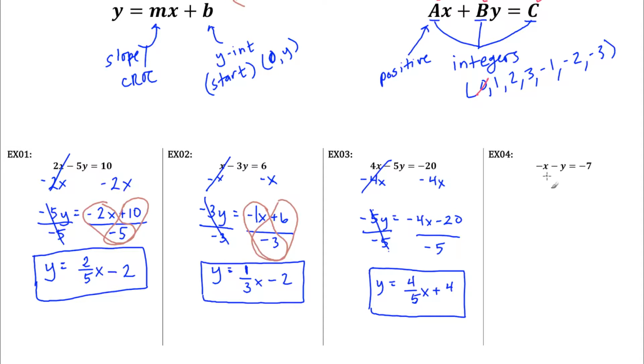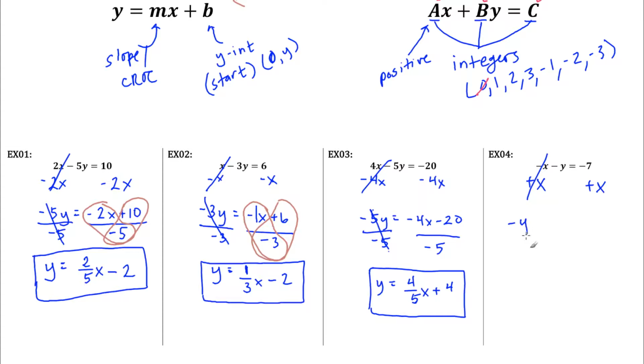So negative x minus y equals negative 7. So add x this time. Remember, since this is negative, we add it. This one's always going to be a positive. If it's in standard form, this number is supposed to be positive. But every so often, sometimes people just don't follow the rules and end up giving you something like this. And I just want you to know how to do it just in case. So plus x.